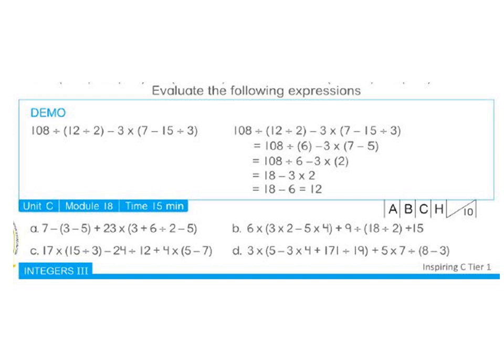So which one you will do now? See, first of all you have to do the bracket. So ignore 7 minus 3 minus 5 plus 23 multiplied. That part you ignore. First of all solve what is inside the bracket. So inside the bracket there is 3 plus 6 divided by 2 minus 5. So which one you will do first? You will do the division. So 6 divided by 2 will give you 3.